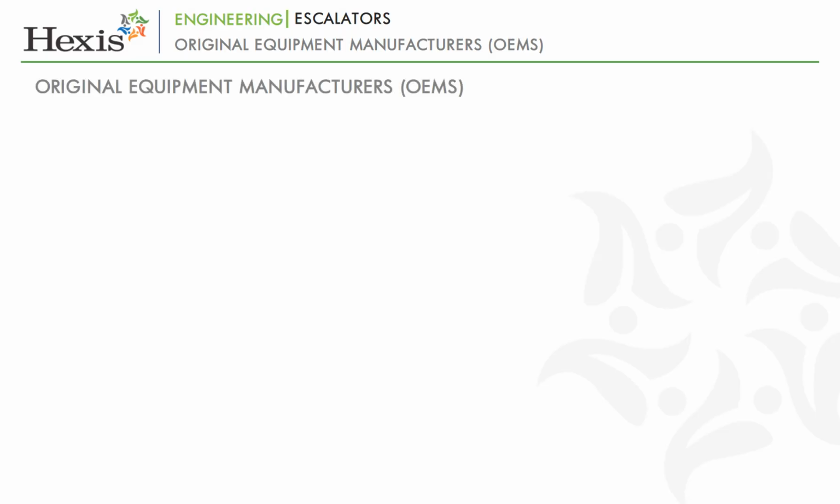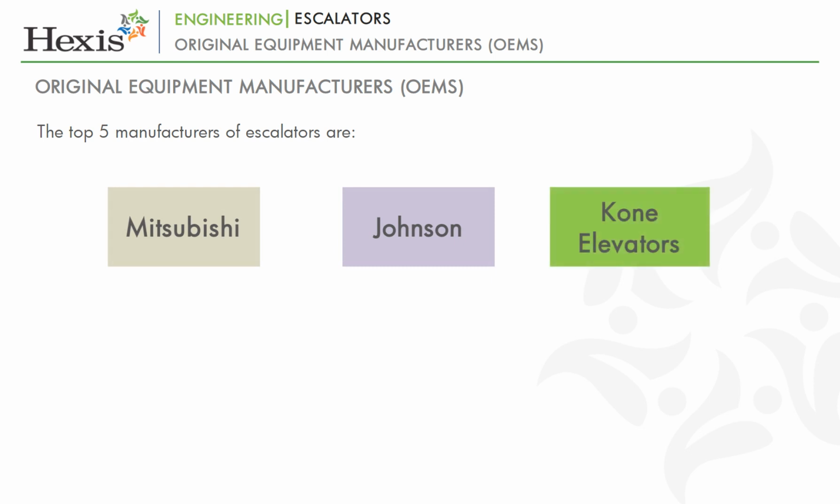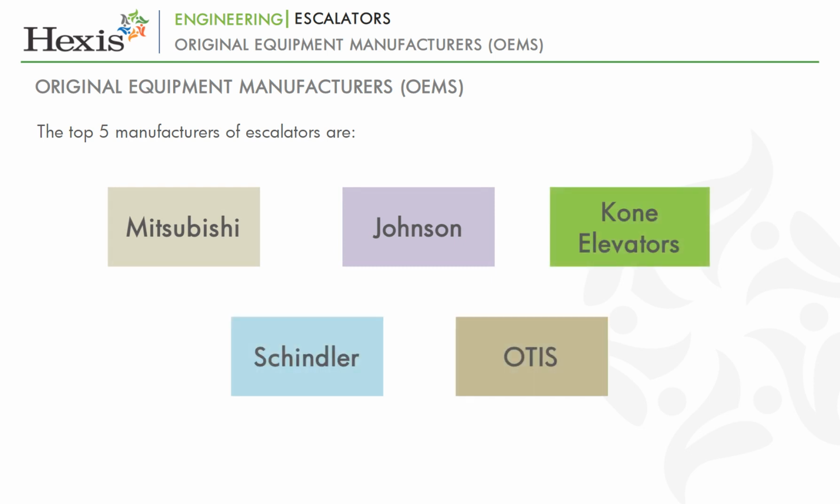So far, you have learned some of the safety tips. Let us now see the escalator manufacturers. The list of top 5 manufacturers of escalators are Mitsubishi, Johnson, Cone Elevators, Schindler, Otis.